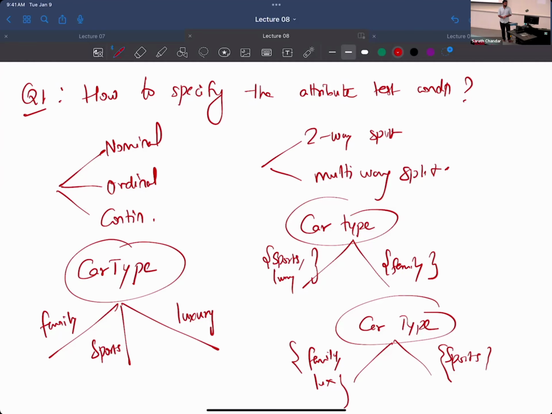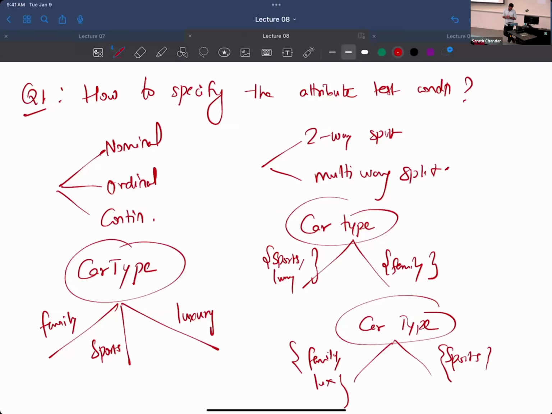Let's say if you want to calculate the insurance. Luxury and sports would be more expensive. So in insurance kind of problems, maybe it's better to split using the first way. So what about the second way? When is the second one useful?